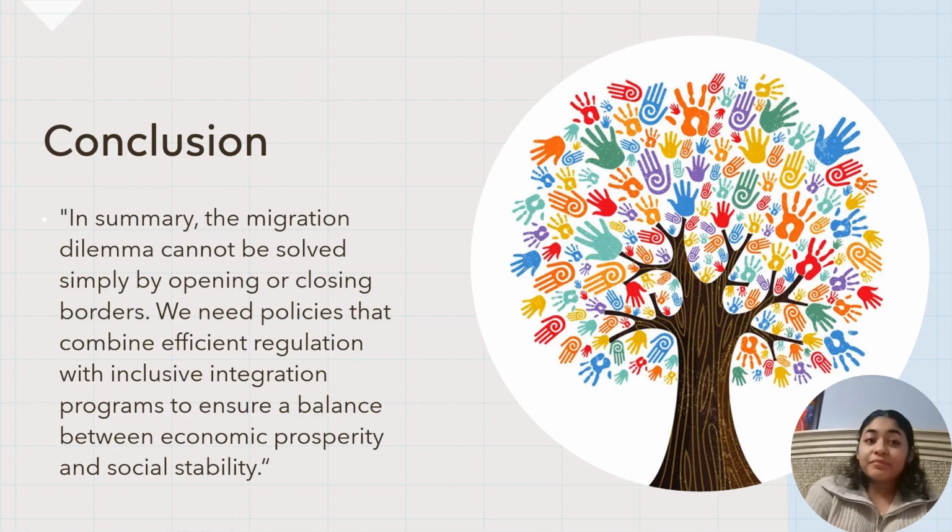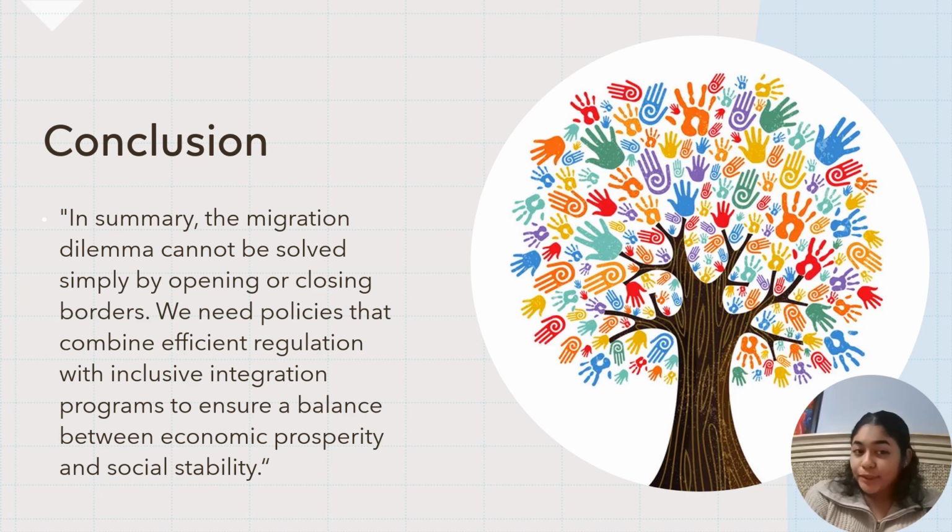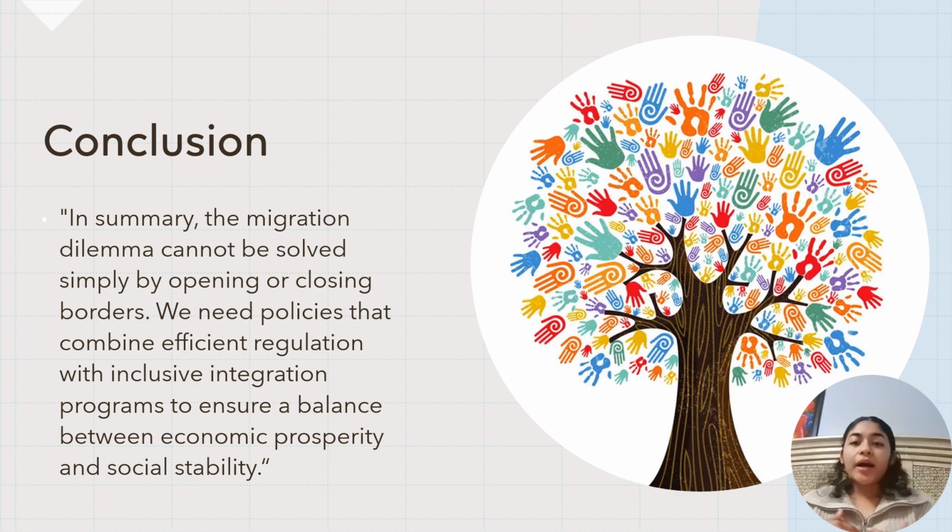In summary, the migration dilemma cannot be solved simply by opening or closing borders. We need policies that combine efficient regulation with inclusive integration programs to ensure a balance between economic prosperity and social stability. We want a country where people are happy to be there. When people are happy living in the country, they are going to contribute to the country. So economic prosperity and social stability need to be at the same level.